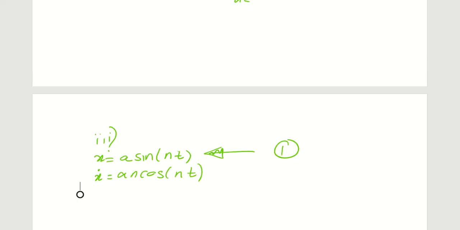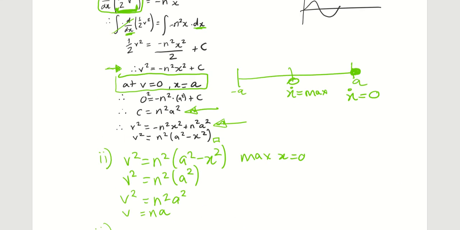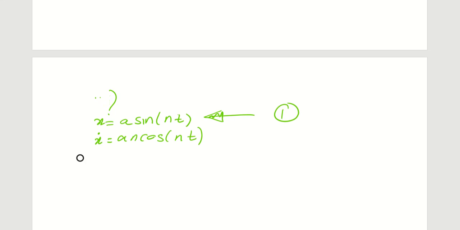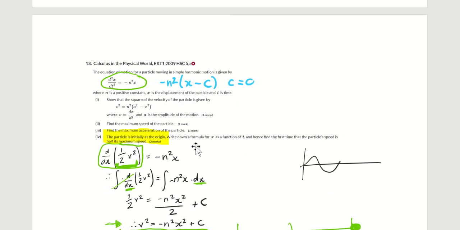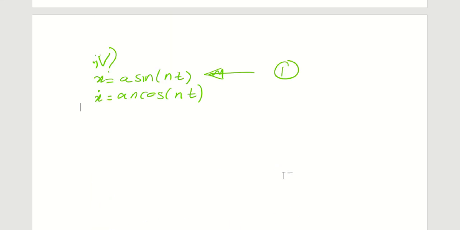Now we proved up in part 2. So that's part 2, that's part 3, and this is part 4. We proved up here in part 2 that it had a maximum speed at na, and we want to know what the particle speed is when it's half its maximum. Okay, so let's find out what time that occurs to start with. So when it's half its maximum would be na.